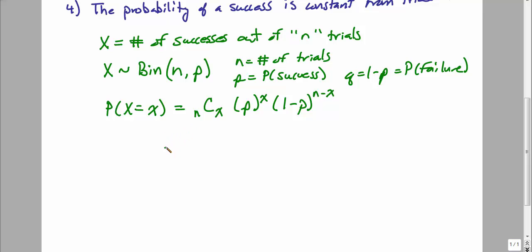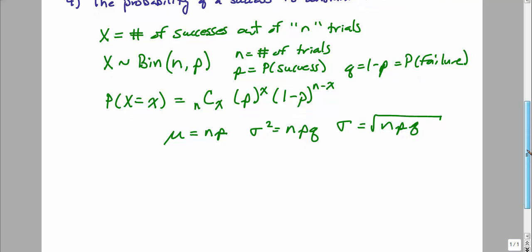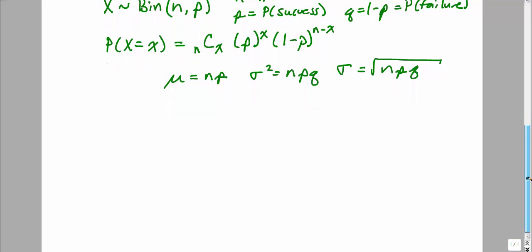Now given this distribution, the mean of this distribution is n times p. The variance of this distribution is n times p times q. So the standard deviation of this distribution is the square root of the variance, or the square root of n times p times q. Now remember, q is 1 minus the probability of success, or the probability of a failure. So these are some important things to know, and we'll look at some shortcuts that we can use on our calculators here in a moment.